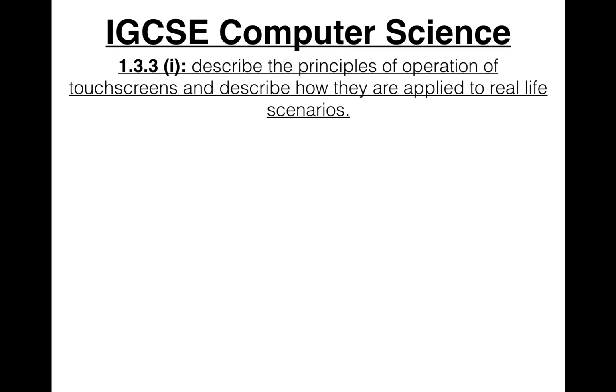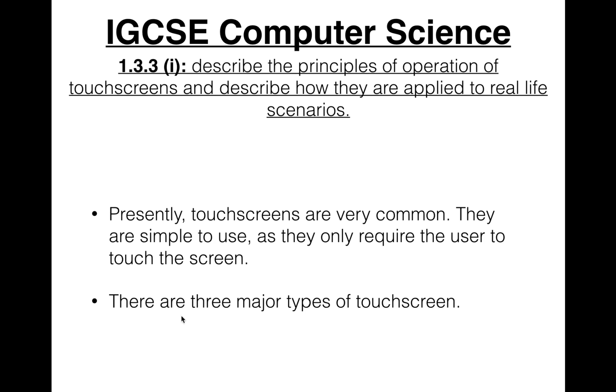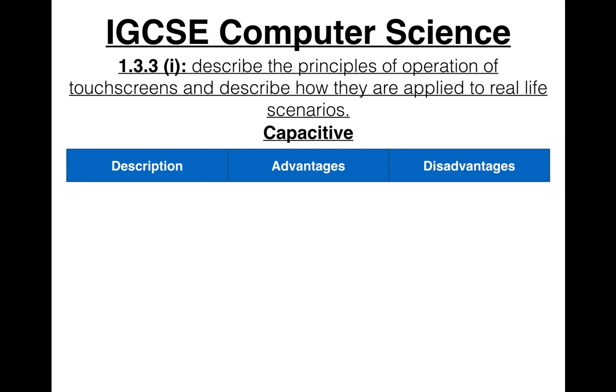So let's get started. Just a little introduction. Touchscreens are very common, and they're simple to use as they only require the user to touch the screen, which everyone can do because we use our hands in everyday life. And as said, there are 3 major types of touchscreen. The first one is capacitive. So we have a description, advantages, and disadvantages.